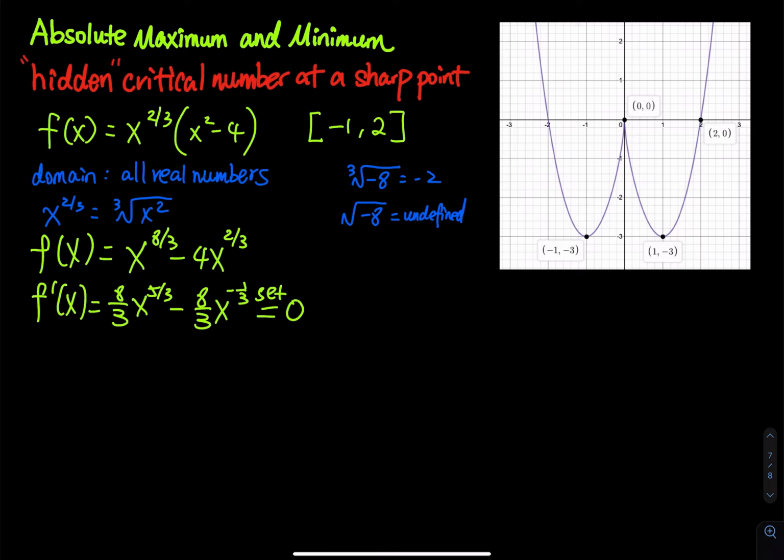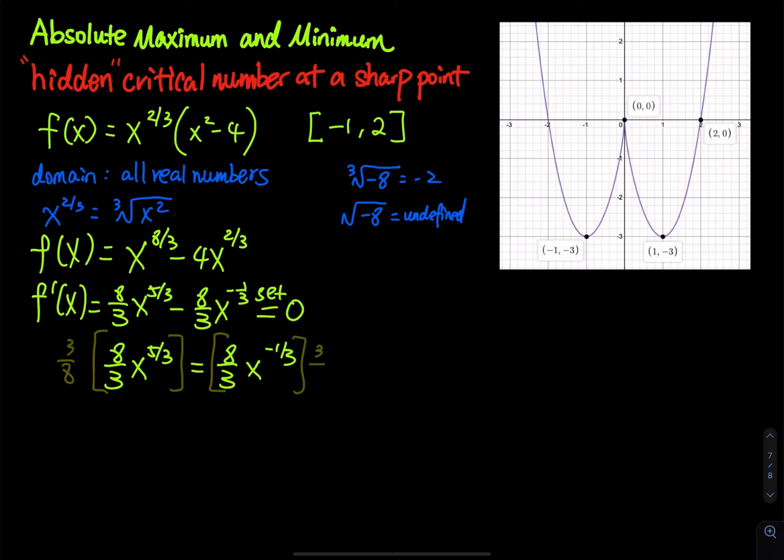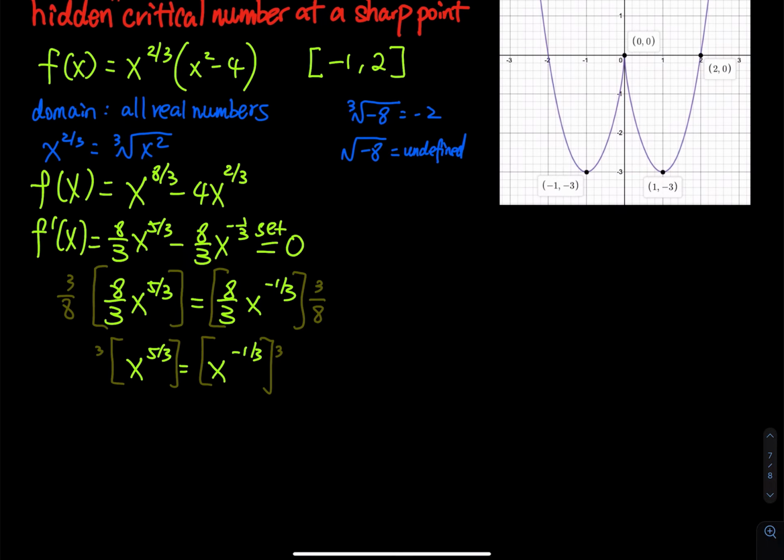So for the critical numbers, we set that equal to 0. First, I would like to toss the second term to the other side. So we have 8 over 3 times x to the 5 over 3 equals 8 over 3 times x to the -1/3, and then you can just multiply both sides by 3 over 8 to get rid of the coefficients. So now the coefficient is gone. You have x to the 5 over 3 equals x to the -1/3, right? And then you can raise both sides to the 3rd power, and multiply the exponents. You have x to the 5th equals x to the -1.